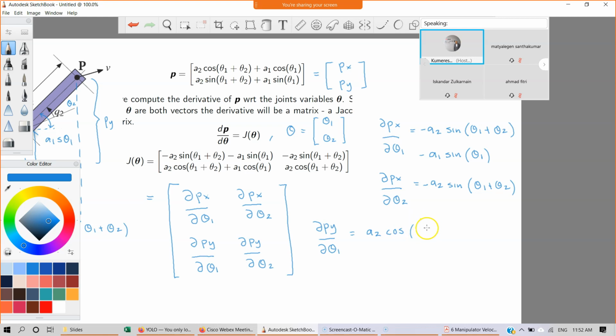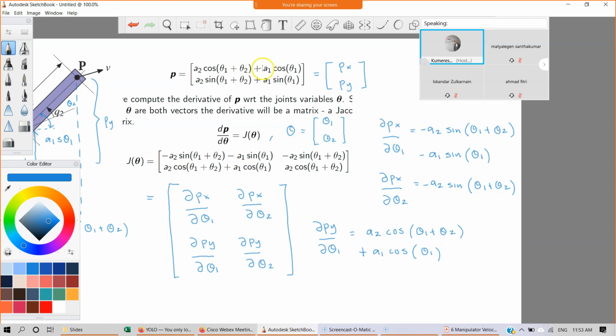And the arguments remain as theta 1 plus theta 2. And according to the chain rule, if you remember your first year mathematics, or was it second year? I don't know. Next, you have to perform derivative of this argument with respect to theta 1. And the answer is 1. Plus derivative of this with respect to theta 1. A1 sine becomes cos, which is theta 1. Okay?